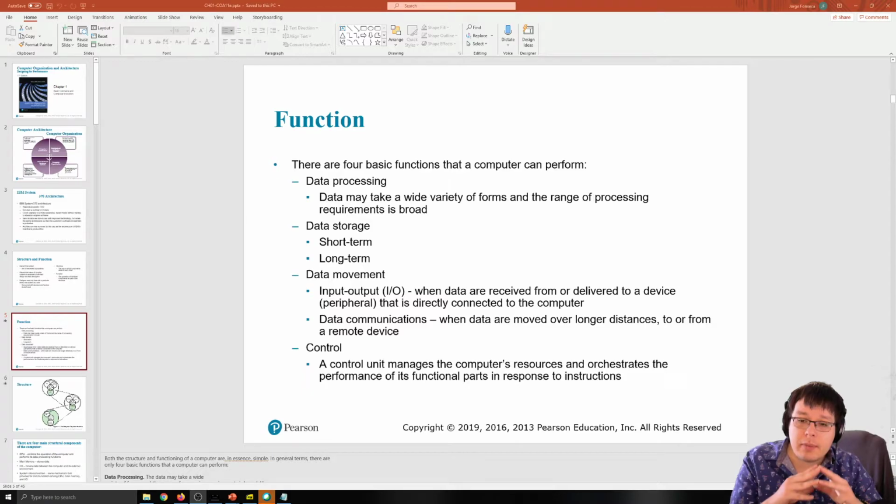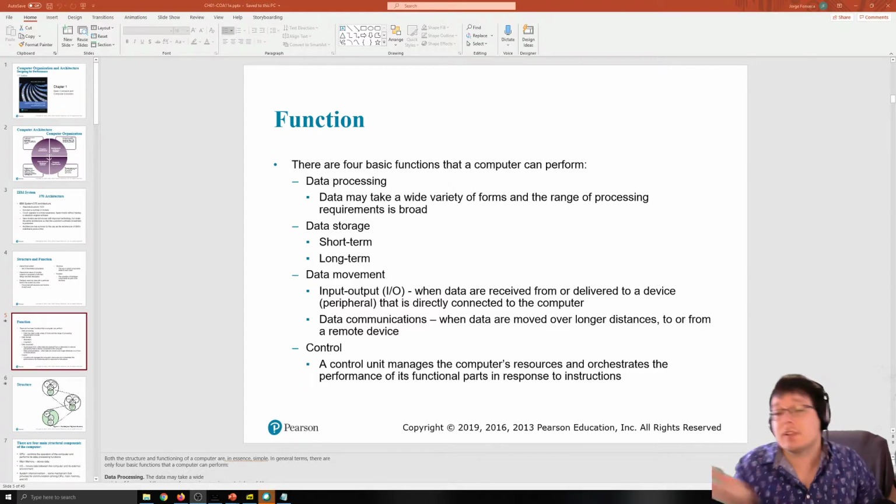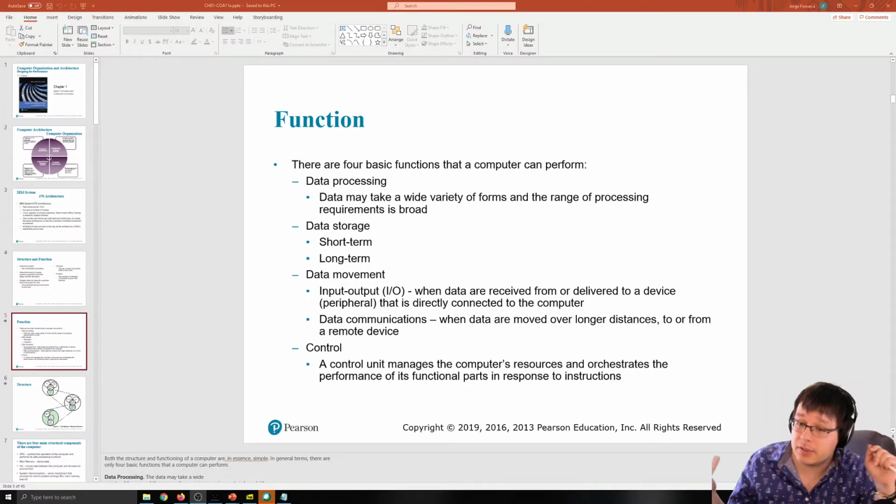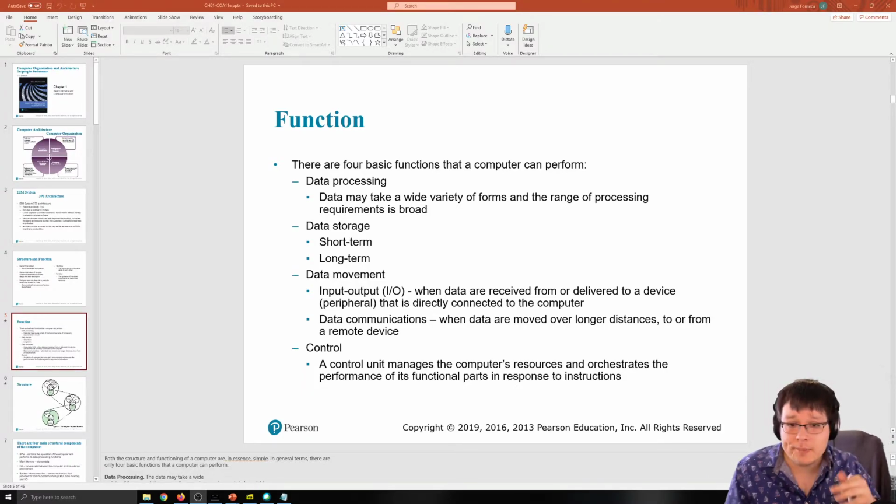So you need to have some sort of input for that, and then output being if it wanted to translate to a different language or something like that. Maybe that's what I wanted it to do, right? And so basically, that's going to be your data movement. That's going to be your input output.